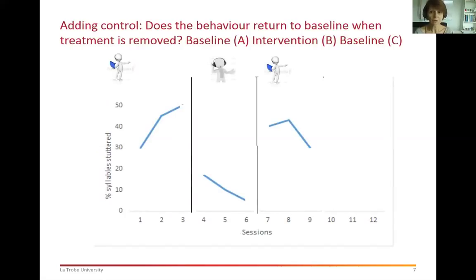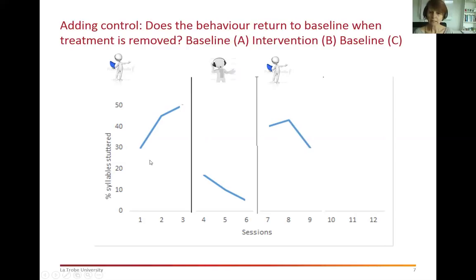That is, in this situation, you take away the delayed auditory feedback. And you can see, whatever else was going on in this person's life, it doesn't seem to be what's causing the effect. When I take away the treatment, I can see that the person's high percentage of syllable stutters goes up again. And it's coming down a little bit, but it's still the same as the first baseline.